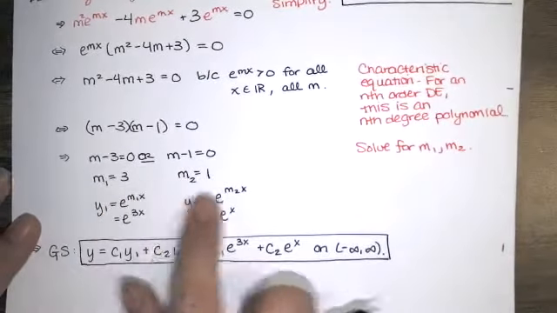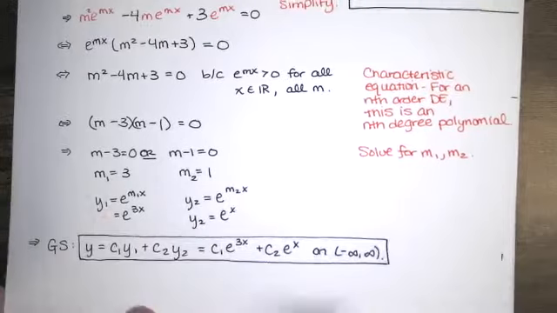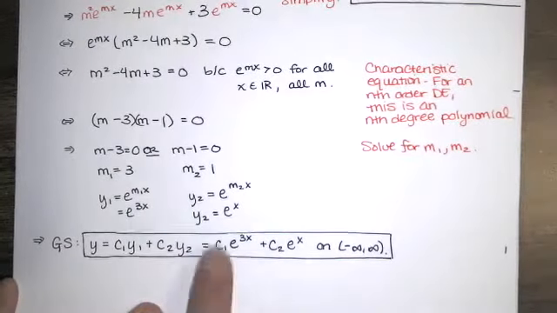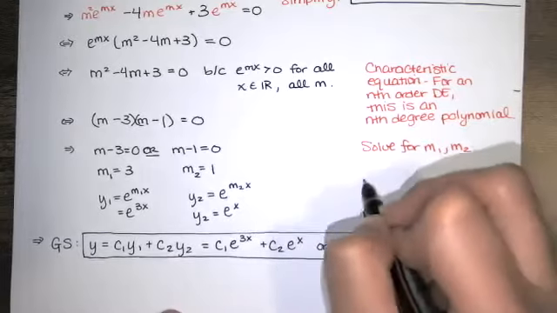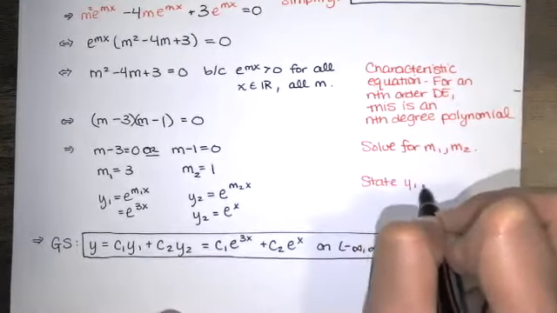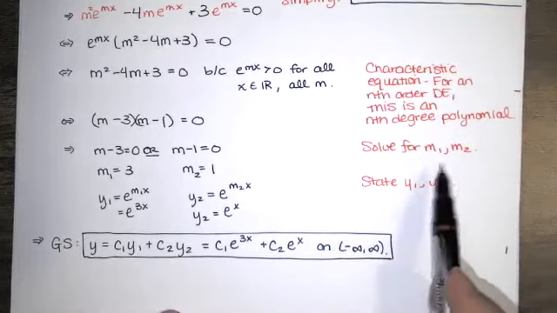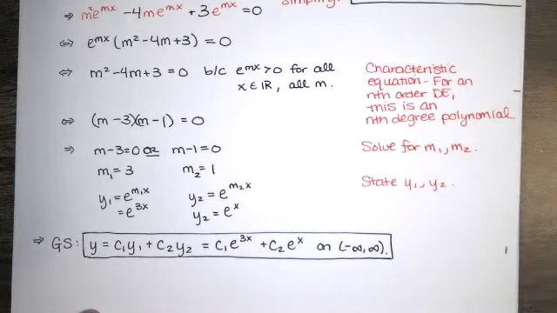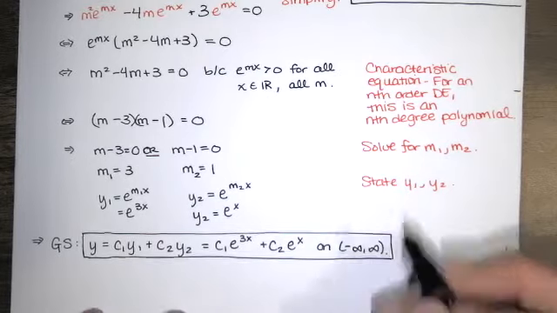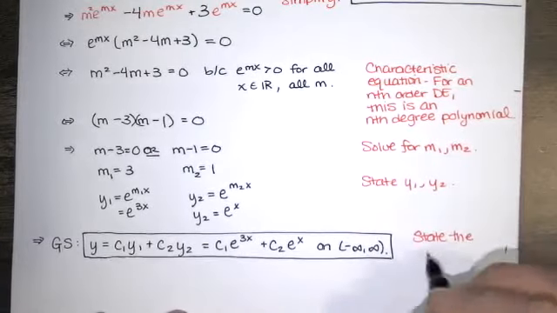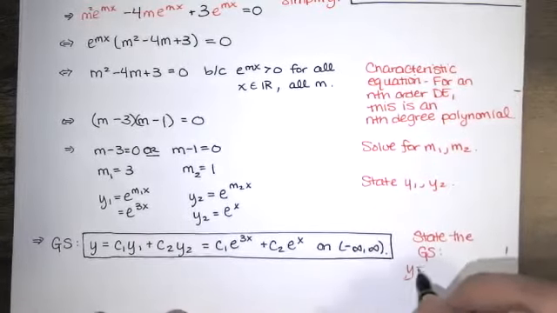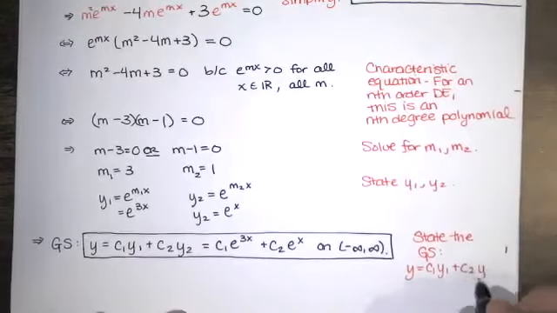And then if you have two distinct solutions, y1 equals e to the m1x is one solution, y2 equals e to the m2x is your second linearly independent solution. So we're stating y1 and y2, and those come from substituting m1 and m2 back into that initial guess, y equals e to the mx, and then we state our general solution. And the general solution is y equals c1y1 plus c2y2, and this is true on the entire real line.